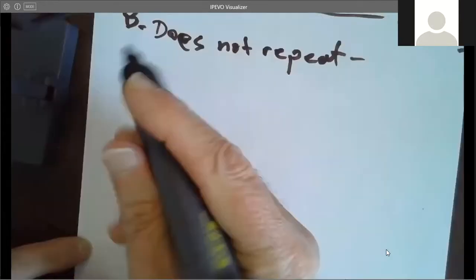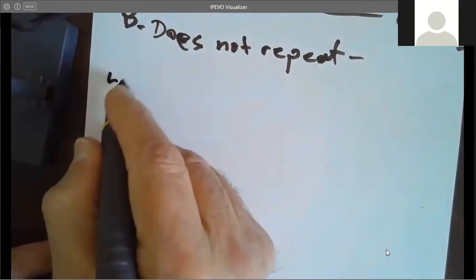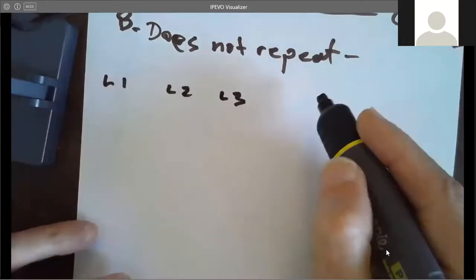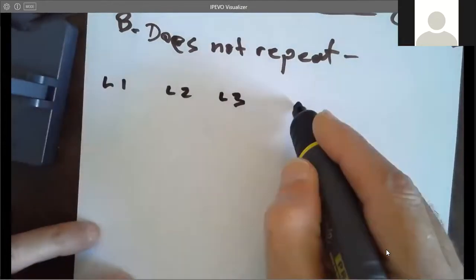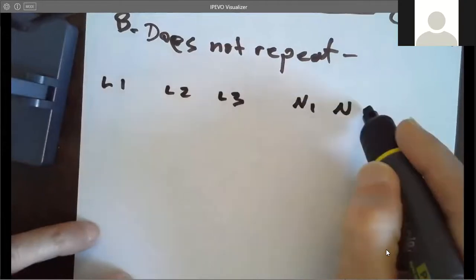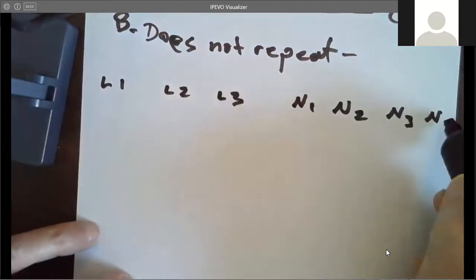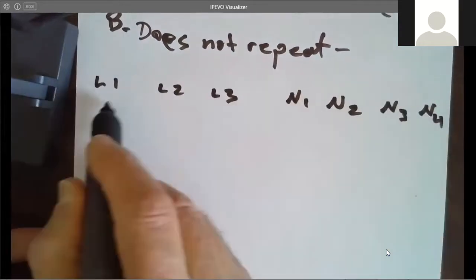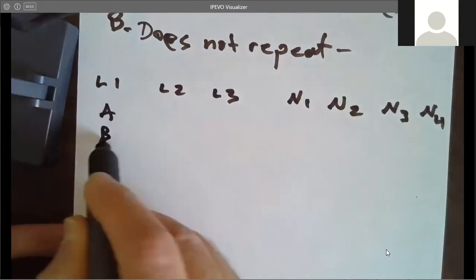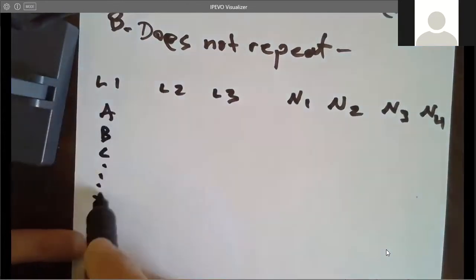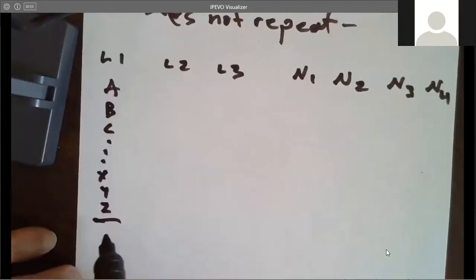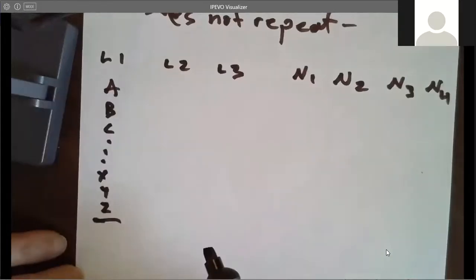Okay, so you're going to have letter 1, letter 2, letter 3. So there's 3 letters followed by 4 numbers. So there's going to be number 1, number 2, number 3, number 4. Okay. And so in letter 1, you can have A, B, C, all the way to X, Y, Z. So there's a total of, how many would that be? How many letters are there in the alphabet?